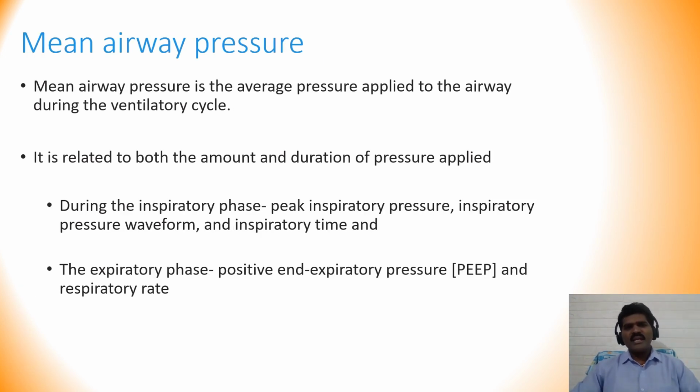So what is this mean airway pressure? Mean airway pressure is nothing but the average pressure applied to the airway during the ventilator cycle. It is related to both the amount and duration of the pressure applied. During the inspiratory phase, you measure the peak inspiratory pressure, the waveform, and the inspiratory time. And during the expiratory phase, there is positive end expiratory pressure, which is used to keep the alveoli in an open state, splinting them open. These, along with the respiratory rate, are the determinants of the mean airway pressure.